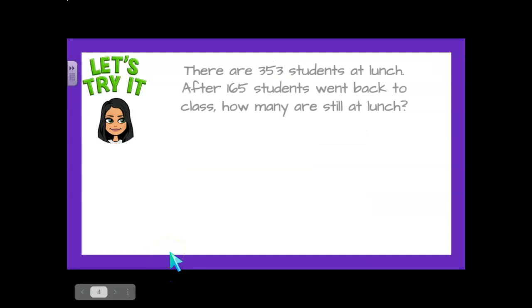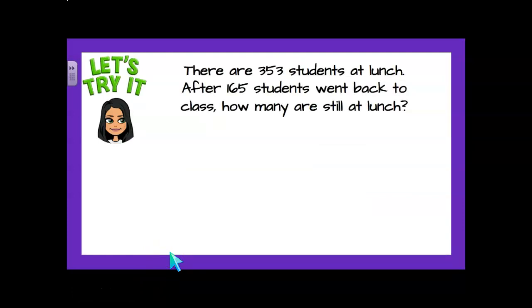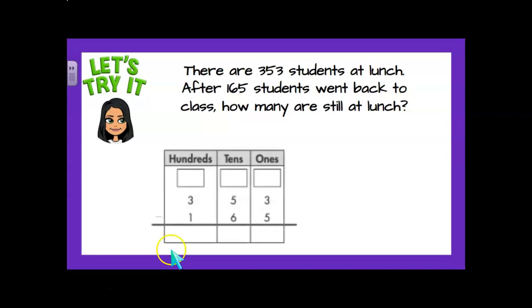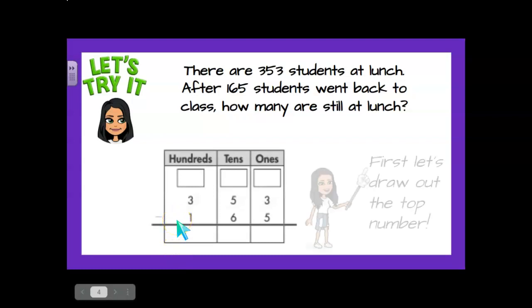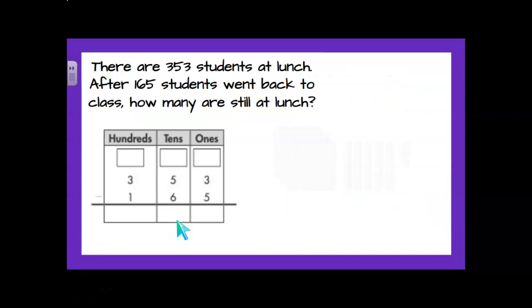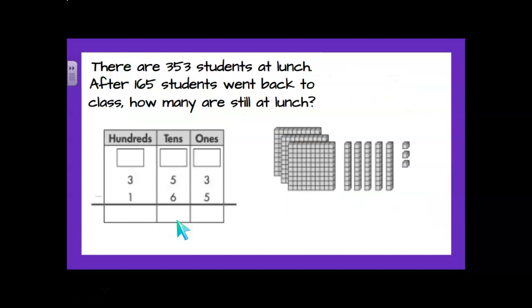All right, guys, let's try it. There are 353 students at lunch. After 165 students went back to class, how many are still at lunch? Here's our problem. First, let's draw out the top number. 3 hundreds, 5 tens, and 3 ones. Start with your ones.